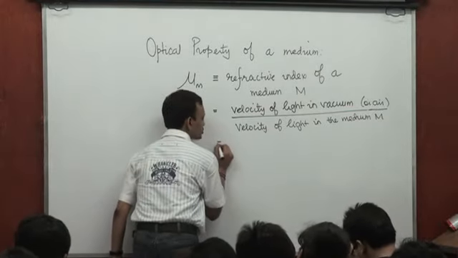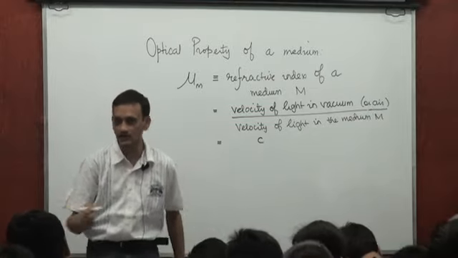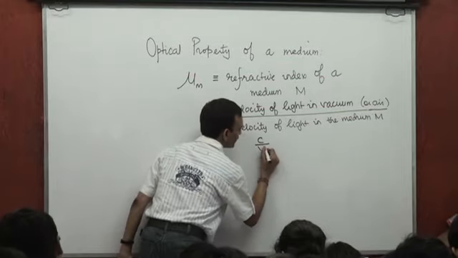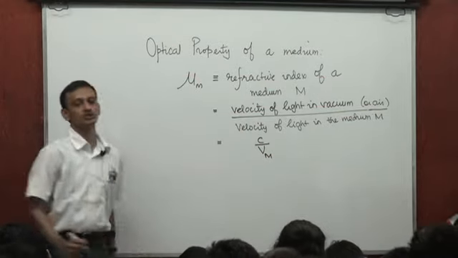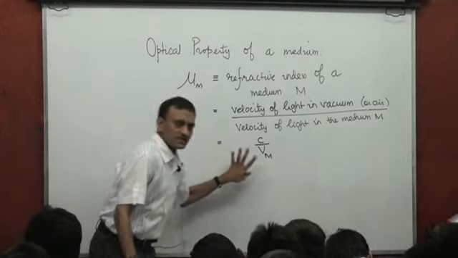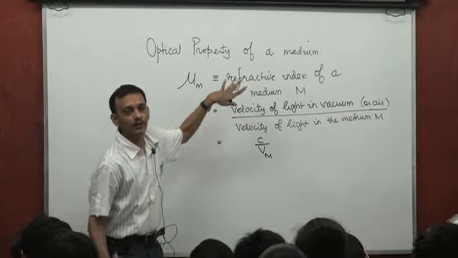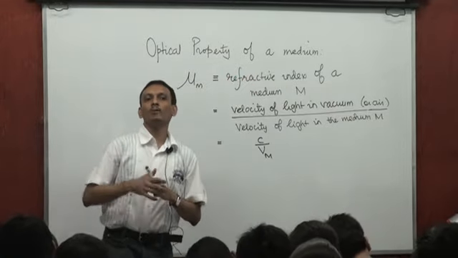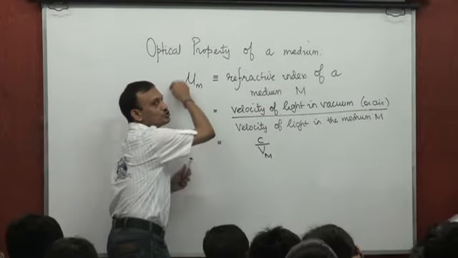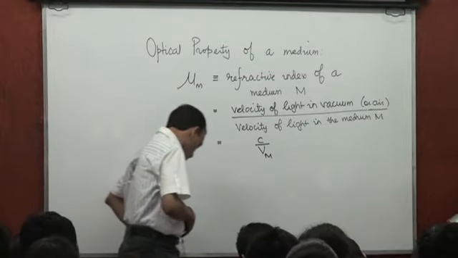So if c is the velocity of light in vacuum, which you know is 3 into 10 to the power 8 meters per second, divided by Vm, where Vm is the velocity of light in the medium m, this is referred to as the refractive index of the medium m. By and large, all optical behavior of a given medium would revolve around this property, the refractive index of the medium. All right.